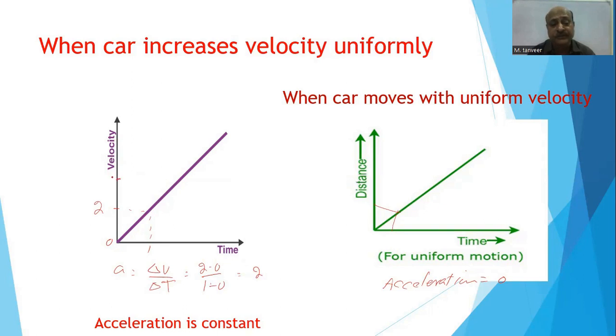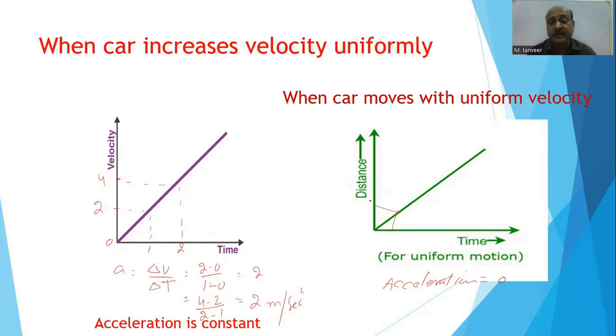You find acceleration at any other point. Suppose this is the point. Here velocity is 4 and time is 2 seconds. Change in velocity, 4 minus 2. Change in time, 2 minus 1. Acceleration will be 2 meters per second square. So acceleration is produced and this acceleration is constant.